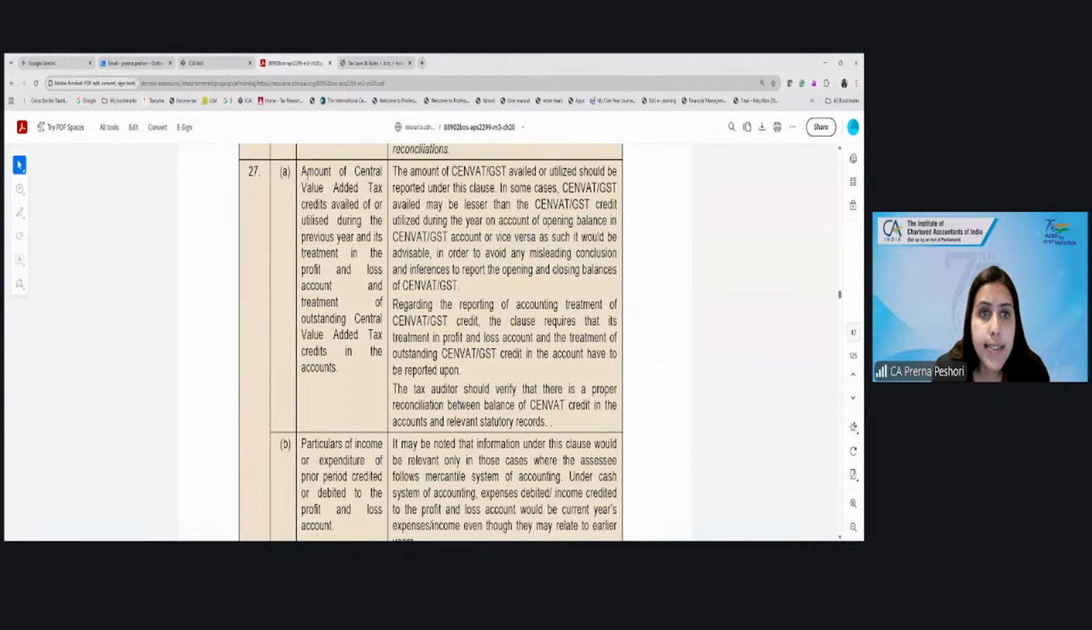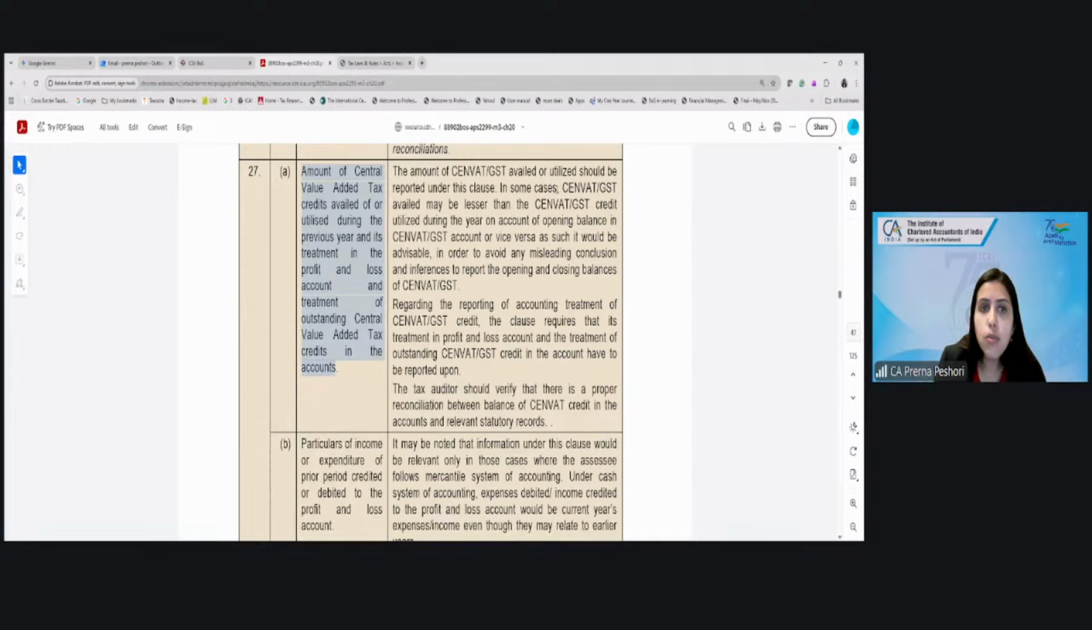amount of central value added tax credits availed of or utilized during the previous year and its treatment in the P&L account and treatment of outstanding central value added tax credits in the account. What is this CENVAT credit? Now there is no CENVAT credit. Now we have the GST credit. So earlier we used to have the CENVAT credit. Now we have the GST credit.